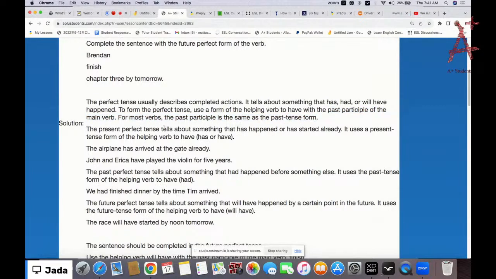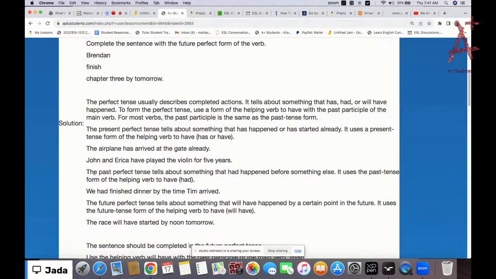Now, the present perfect tense tells about something that has happened or has started. It uses a present tense form of the helping verb to have, has, or have. Okay, so this is the same thing. The airplane has arrived at the gate already.